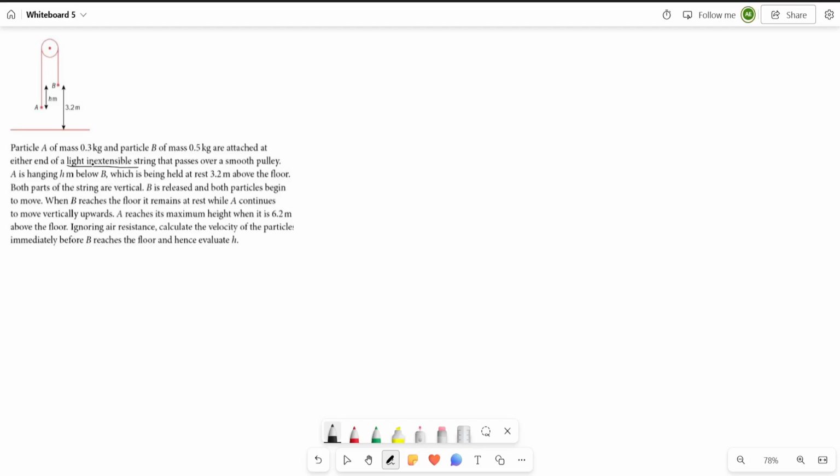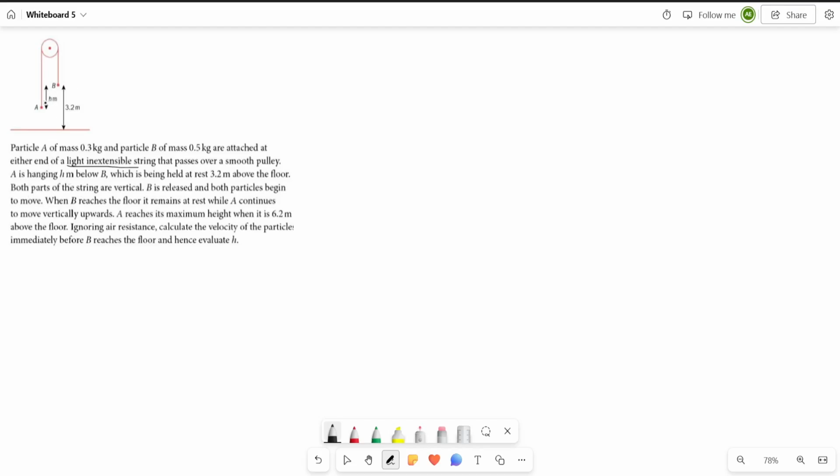I know from this that my tensions on both sides of the string are going to be the same, and I know that the string itself has no weight, so no mass contribution or force contribution due to the weight of the string. It says that the string passes over a smooth pulley. Smooth pulley means that there is no friction between the string and the pulley.